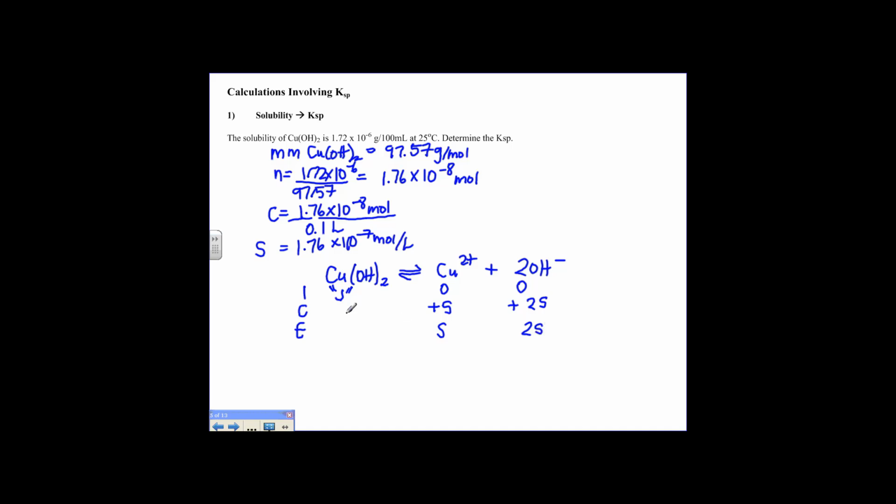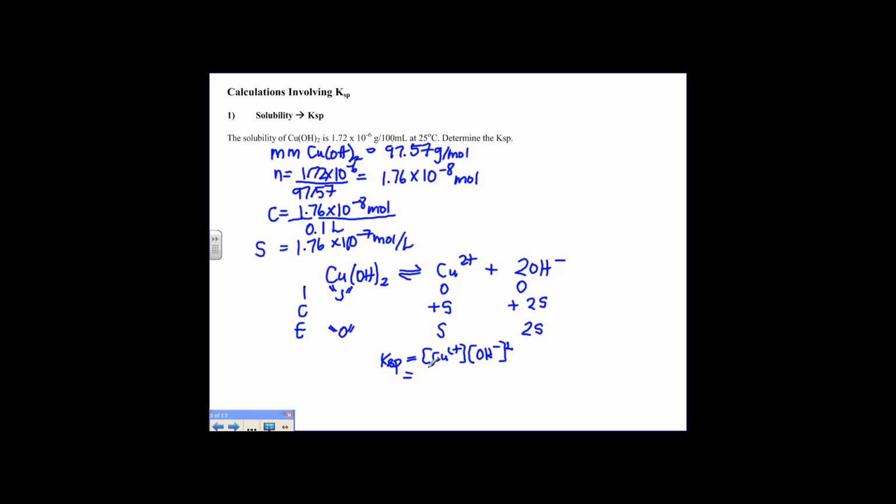So the amount of this that's able to dissolve, because this essentially goes down to 0 at equilibrium because all of it dissolves, it will allow us to know what S is and therefore know what the concentration of the copper ions and the hydroxide ions will be in this saturated solution. So to find the KSP, we're taking the concentration of the copper ions that we have and the concentration of the hydroxide ions that we have squared.